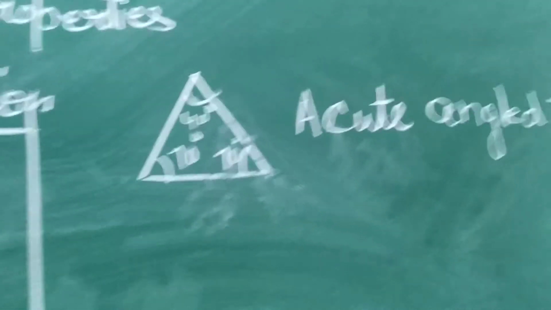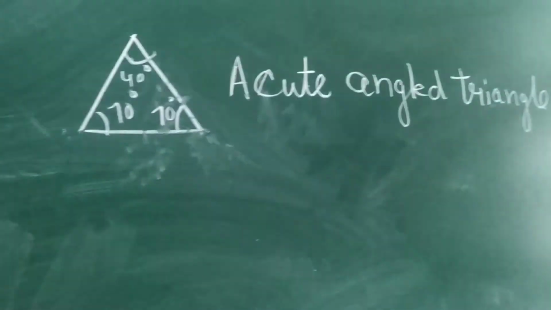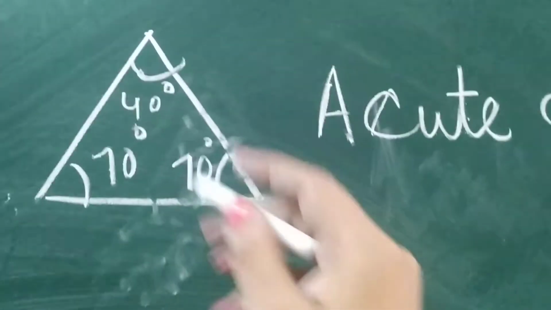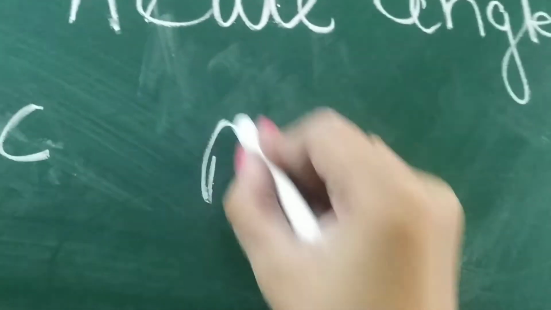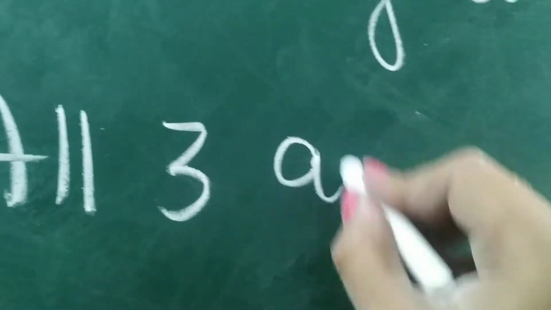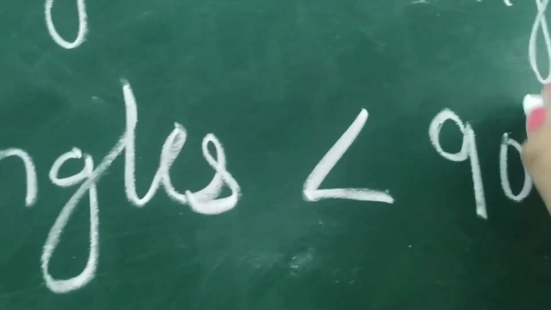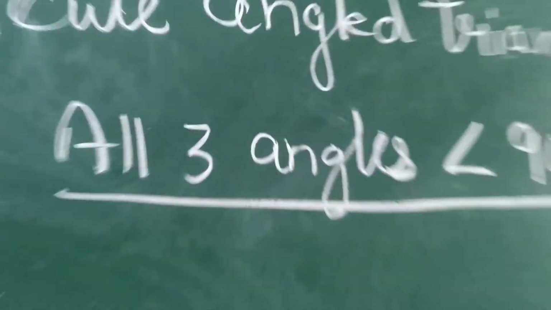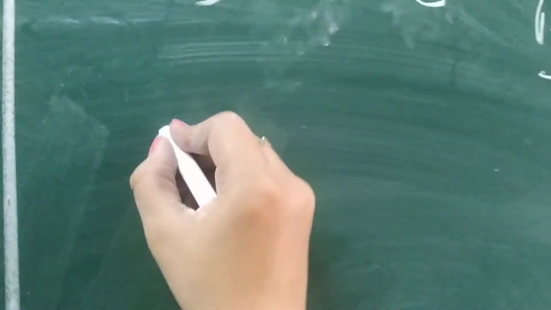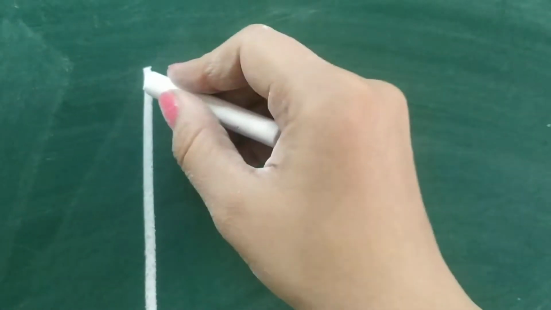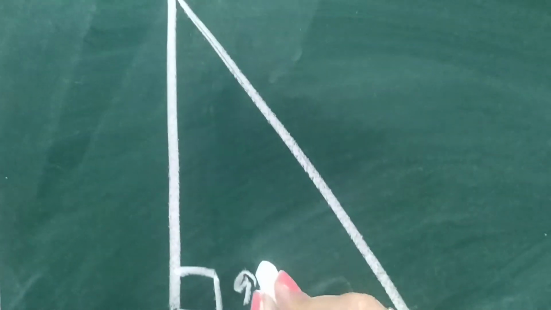जब 90 डिग्री से छोटे एंगल्स होते हैं, this is called acute angle triangle. When all the angles, see three angles are there, everybody knows there are three angles. So all three angles should be less than 90 degree. So this becomes acute angle triangle. Now let's move to the next triangle. This is called a, what happened here? One angle is of 90 degree.